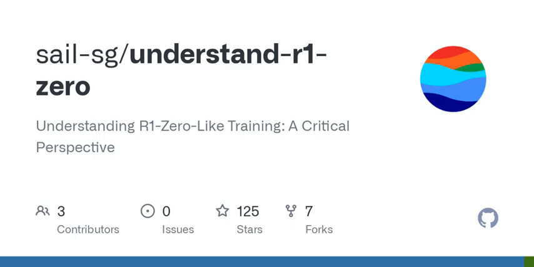First off, what's R1-Zero-Like training? Well, it's a method we're seeing emerge in the development of large language models, particularly those focused on enhancing reasoning capabilities. Think of it like teaching a computer not just to regurgitate information, but to actually think, reason, and solve problems, like having a digital Sherlock Holmes on your team.